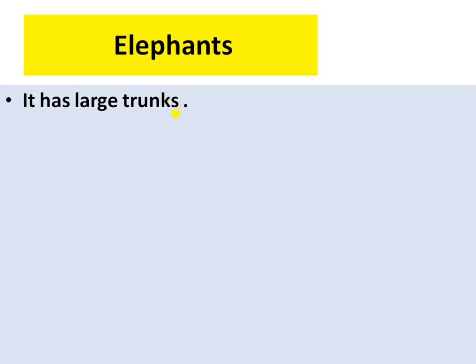The main use of the trunk is to allow the elephant to reach up the tree and munch the foliage in the branches. Next, its tusks are modified teeth, which help to tear the bark of a tree.